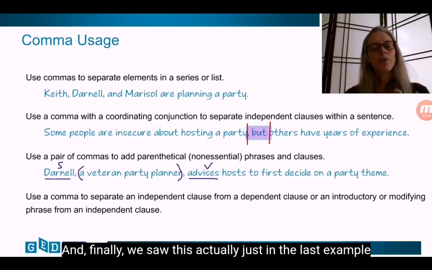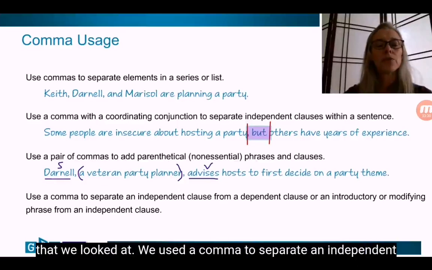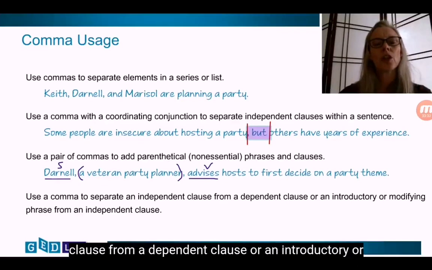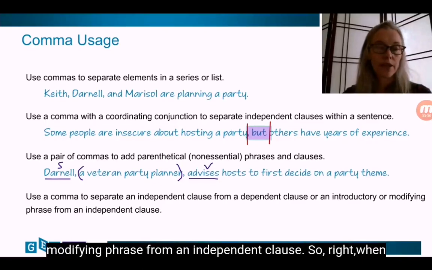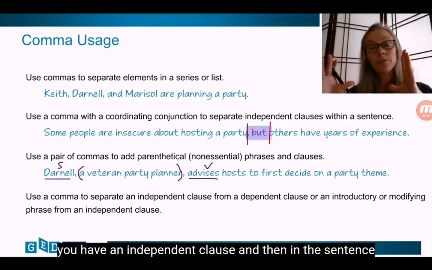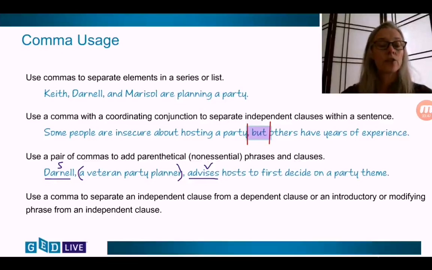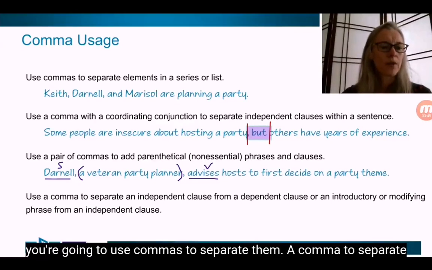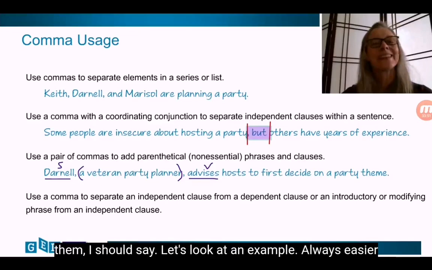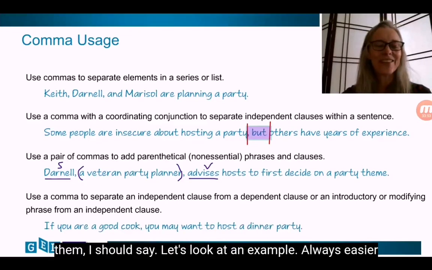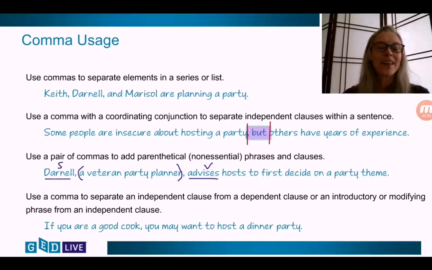And finally, and we saw this actually just in the last example that we looked at, we use a comma to separate an independent clause from a dependent clause, or an introductory or modifying phrase from an independent clause. So, right, when you have an independent clause and then in the sentence you have another independent or introductory clause or phrase, you're going to use a comma to separate them. Let's look at an example. It's always easier when it's concrete.